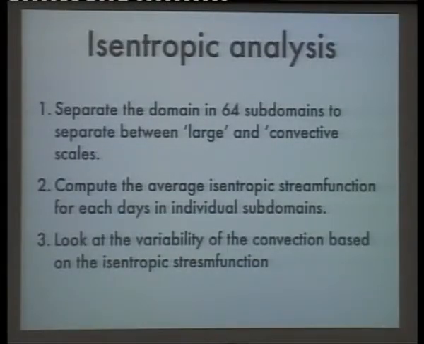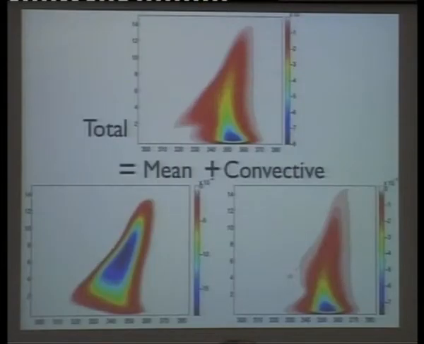One motivation is that, given that it's 2D, we wanted a subdomain large enough to do a decent averaging. The other reason is that 64 was the number of processors we were running the simulation with, so it was very convenient to do the averaging on that. The scale turned out to be about 600 kilometers, so it's a little bit of a large mesoscale, but it's for 2D. We compute the average isentropic stream function and separate the transport associated with the large scale circulation, at this 600 kilometer resolution, from what happens at the convective scale.